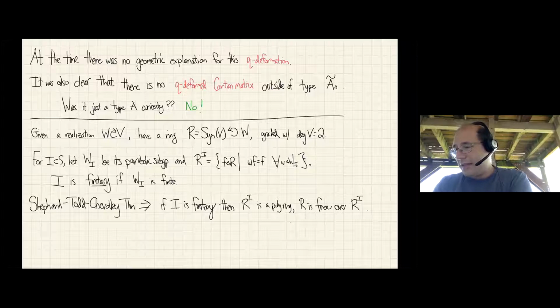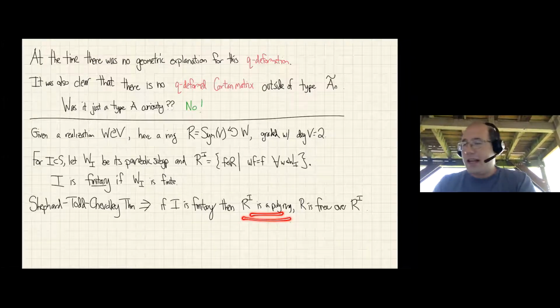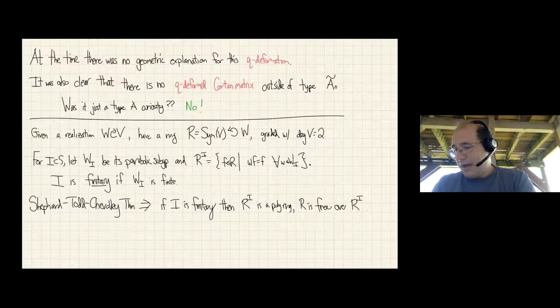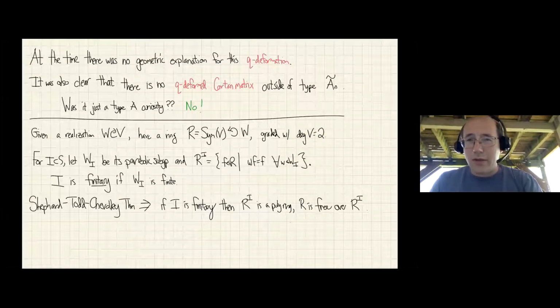I guess this may not fail if it's not finite, but this will fail if it's not finite. Sorry, I should have said free of finite rank. That will fail if it's not finite. It could be free of infinite rank. Now, de Mazur went one step further.